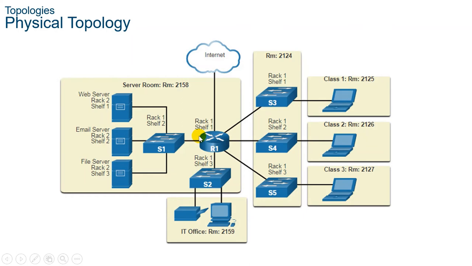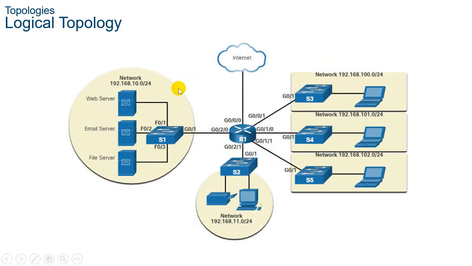Now, I have here a diagram of a physical topology. The figure displays a sample physical topology for a small network. The physical network topology shows 6 rooms: the server room at 2158, room 2124, 2125, 2126, 2127, and 2159. It contains a router labeled R1 on rack 1, shelf 1. A cable at the top connects to the cloud, labeled as the internet. So this is how you present a physical topology. Everything is labeled in accordance with the rack, the shelf, and the role, if it is a web server, an email server, or a file server.